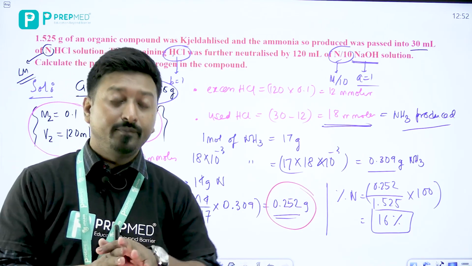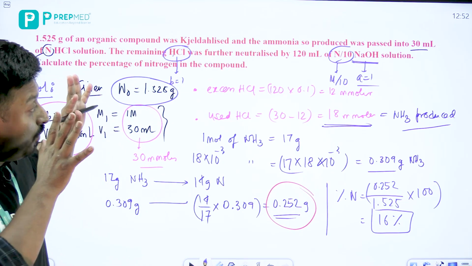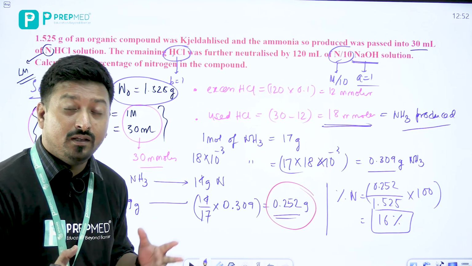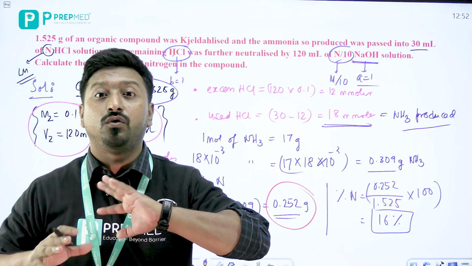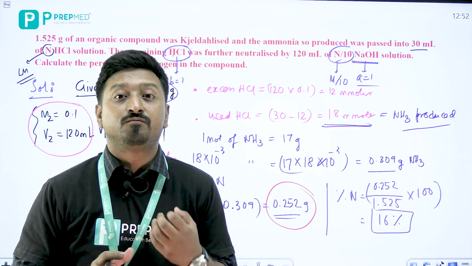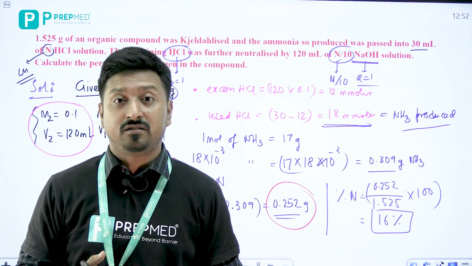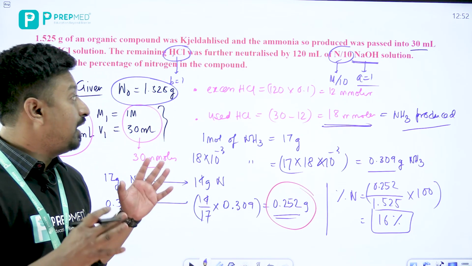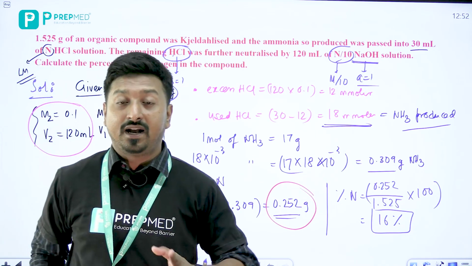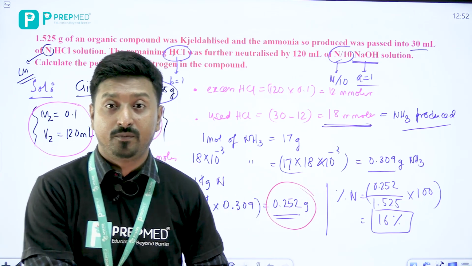Now see, overall, in comparison to the Dumas method, the Kjeldahl method is much more convenient, much easier, and it gives you a better estimation of the nitrogen. Okay, so I think this will clear your doubt about how Kjeldahl works and how to tackle the numerical problem.